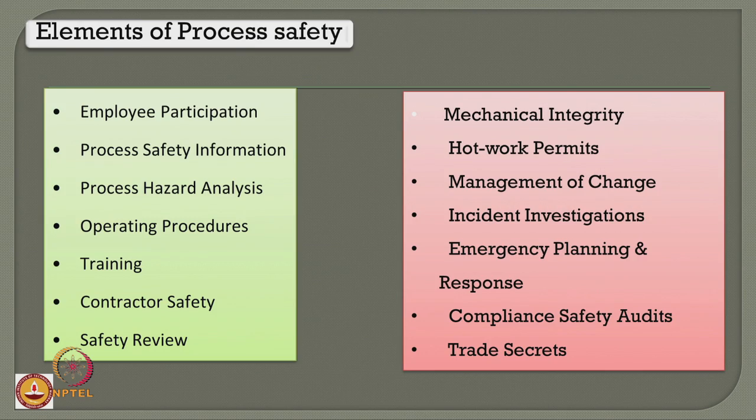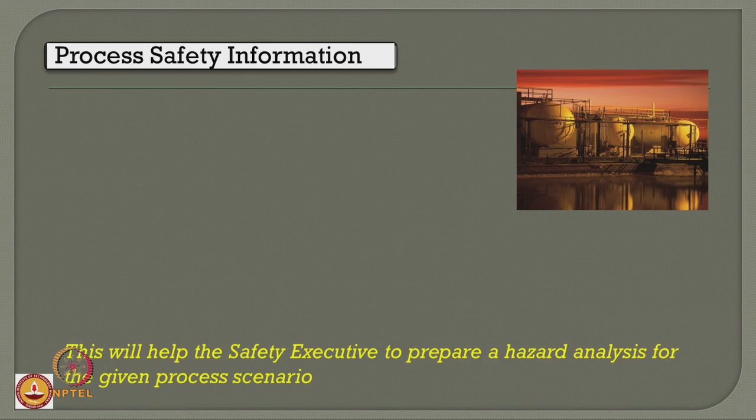Now, what are the elements of process safety? We talked about process safety. What are the elements? There are different participating factors in process safety: employee participation, process safety information, process hazard analysis, operating procedures, training, contractor safety, safety review methodologies, mechanical integrity, hot work permits, management of change, incident investigations, emergency response planning, compliance safety audits and trade secrets. These are all different elements which are very important and vital to a process safety program.